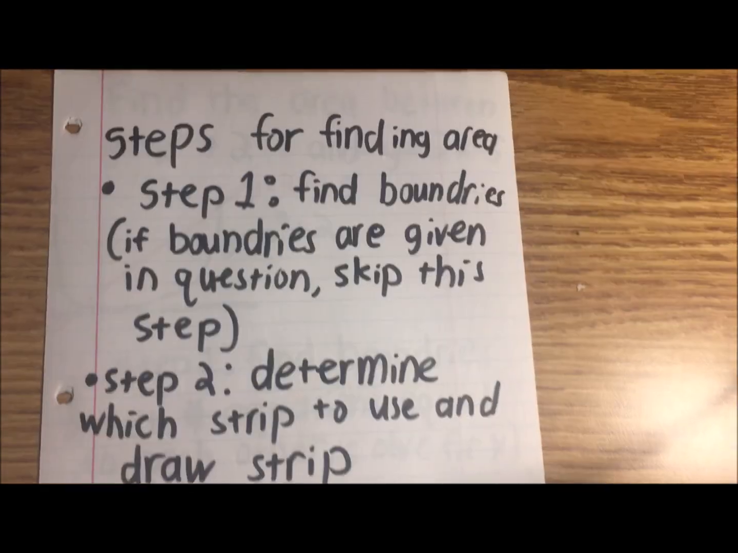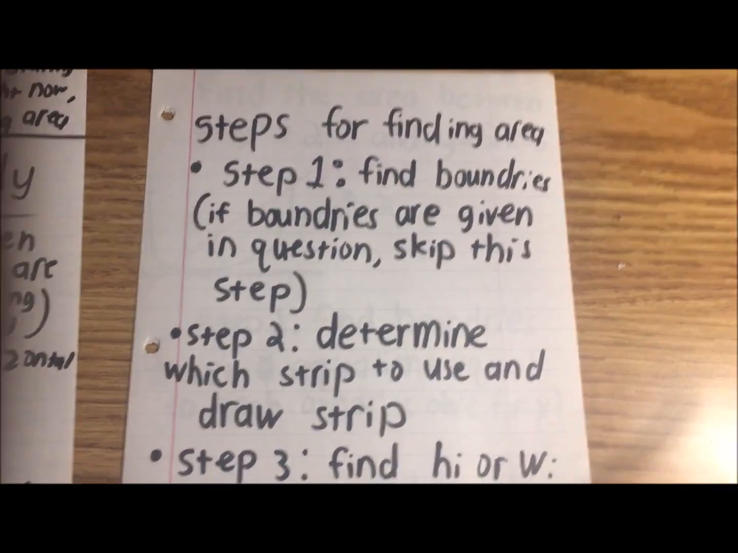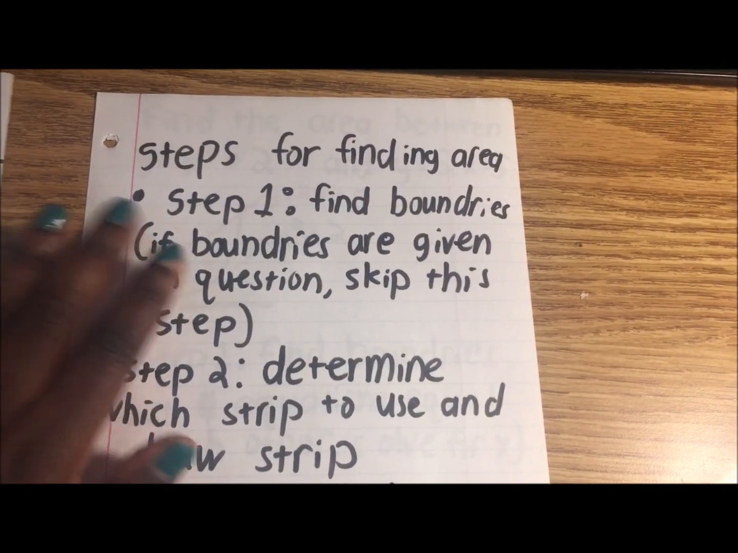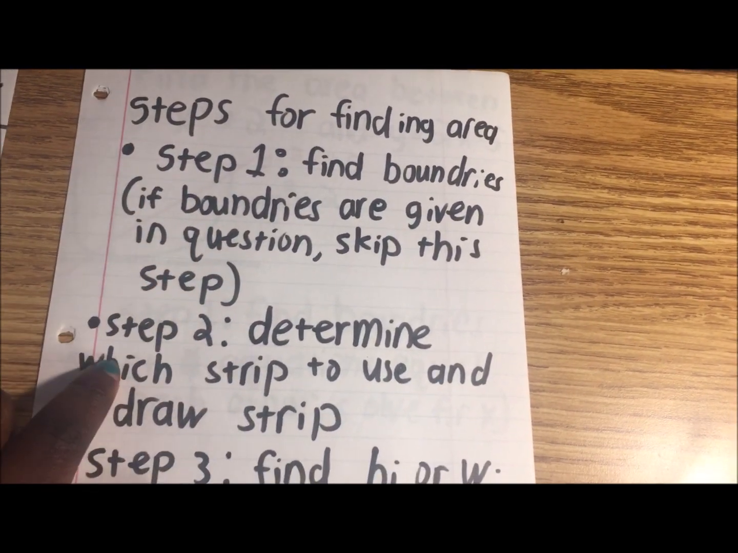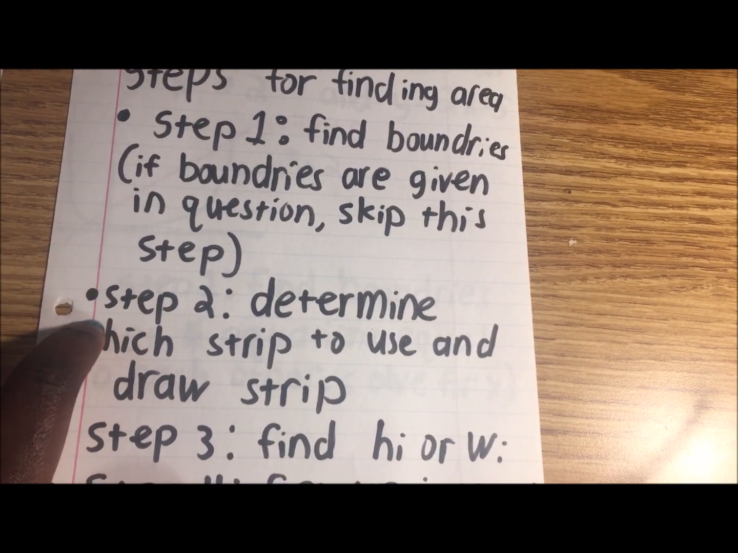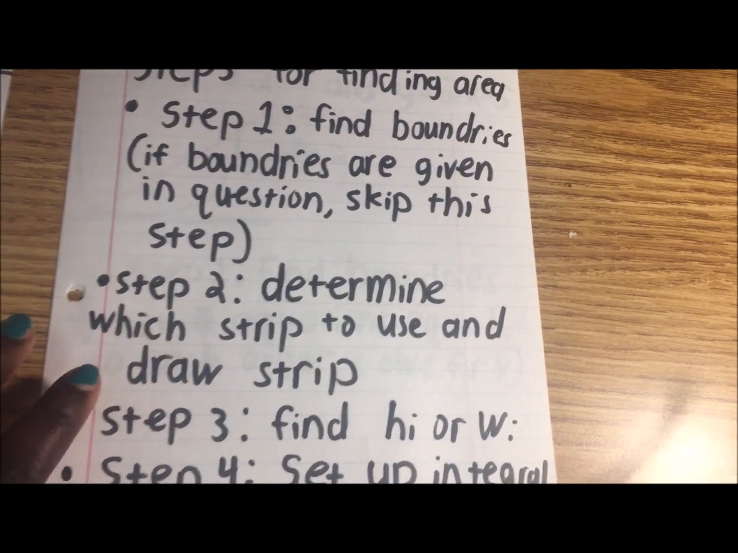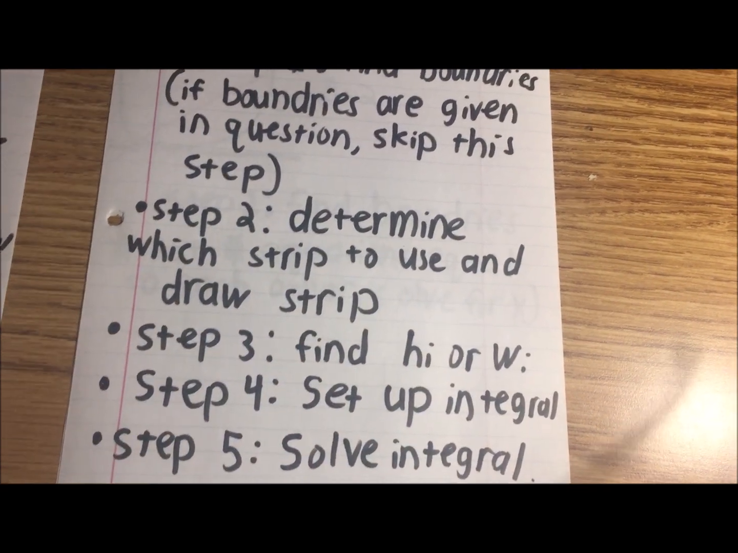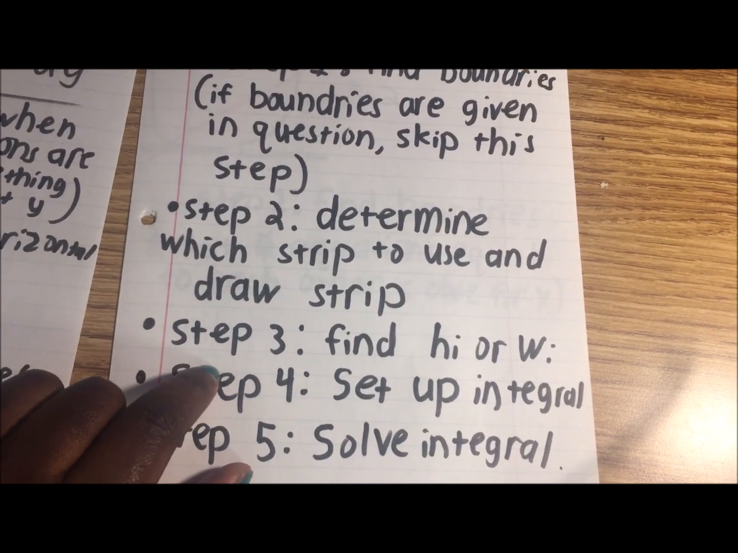So there are about 5 steps for finding the area between two curves, or two equations, or whatever you wish to call it. Step 1, you have to find the boundaries. Now if the boundaries are already given in the question, you can skip this step. Step 2, you determine which strip to use, whether it's vertical or horizontal, and then you draw the strip. It's very helpful. Step 3, you find HI or WI depending on whether we're using vertical or horizontal strip. Step 4, you set up the integral, and then step 5, you solve the integral.